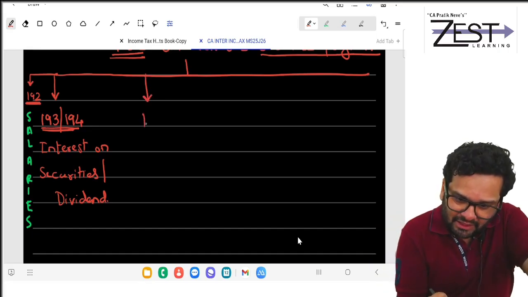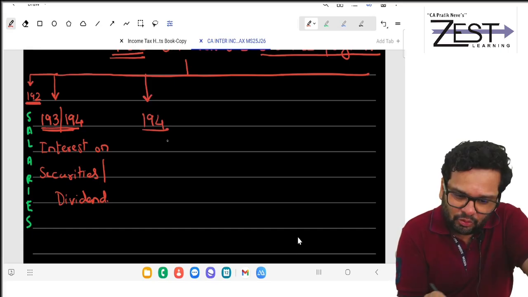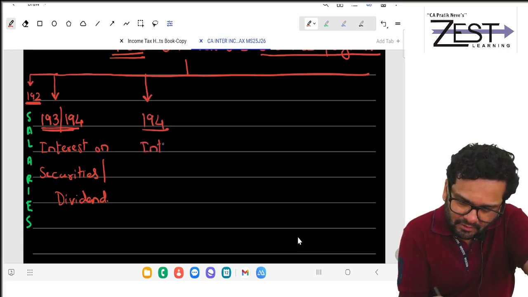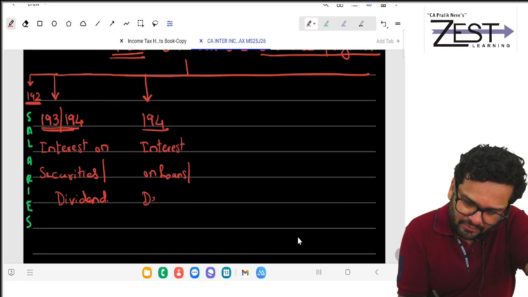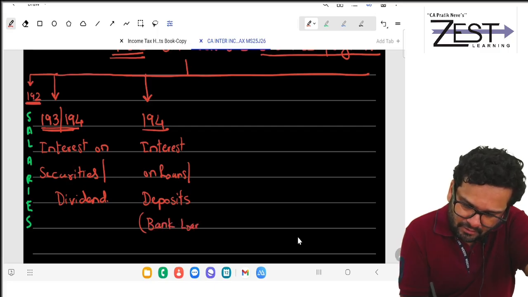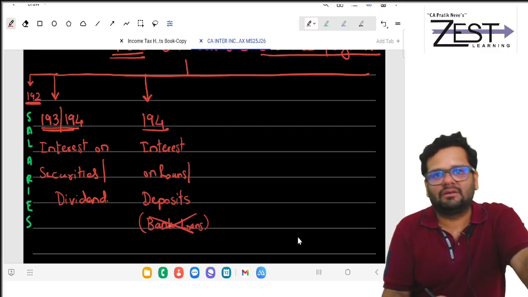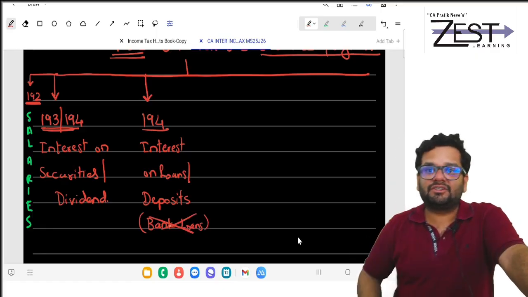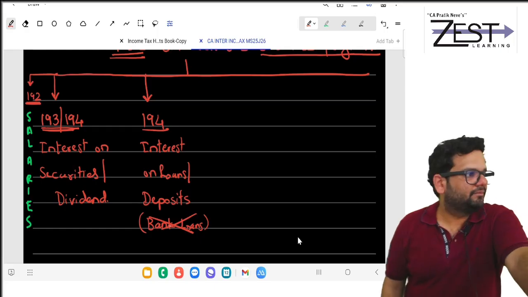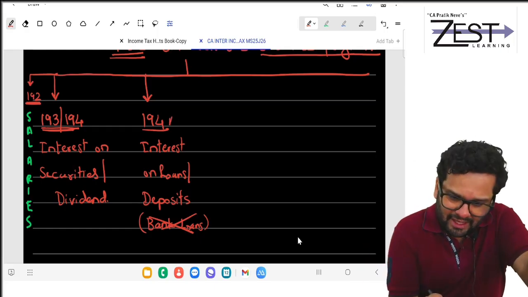Next, 194A. If you have taken another loan, then interest on that loan. So interest on loans, deposits, but which loan is not covered? Bank loans are not covered. Interest on bank loans is not covered. So that is 194A.